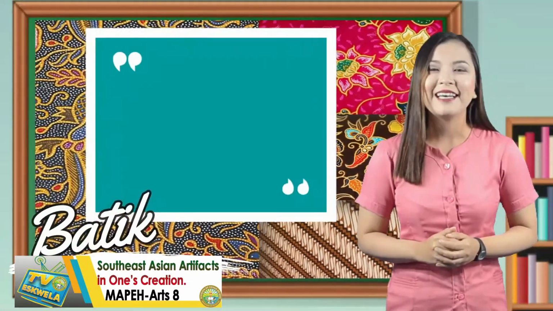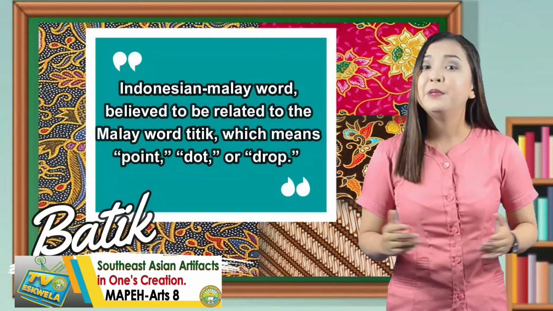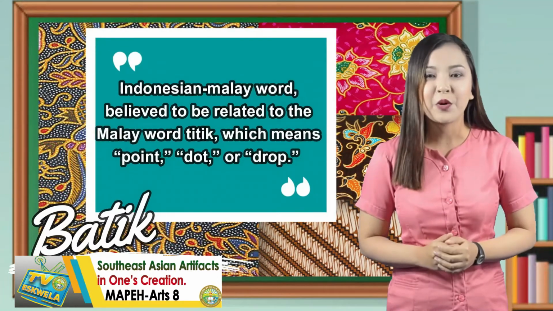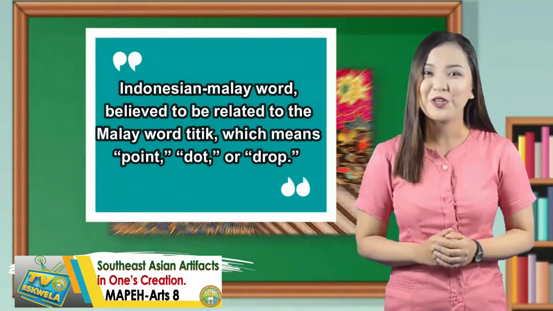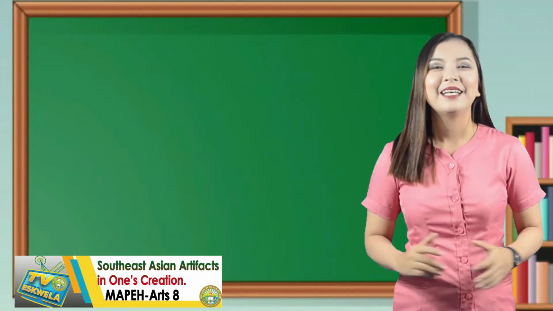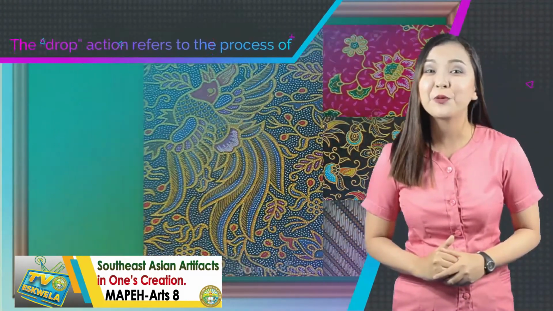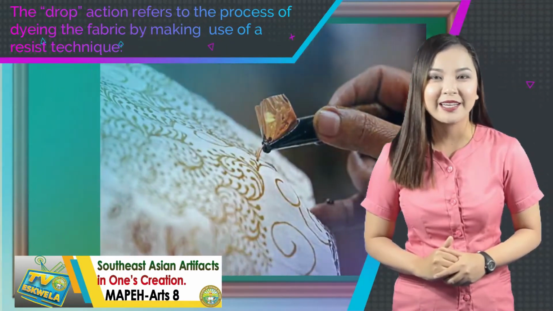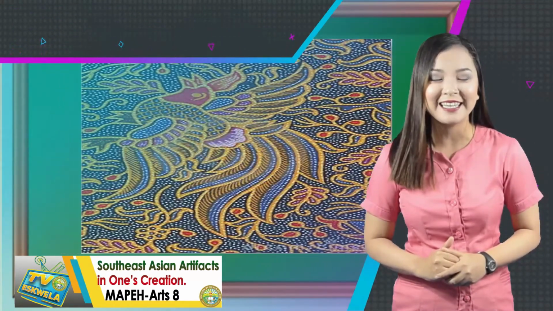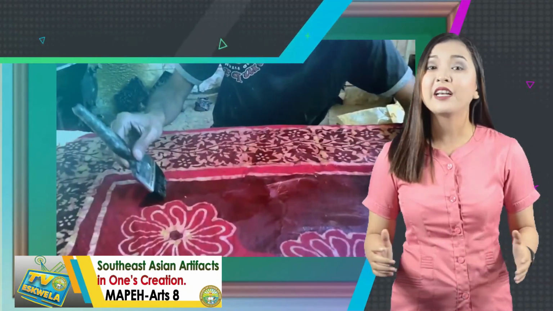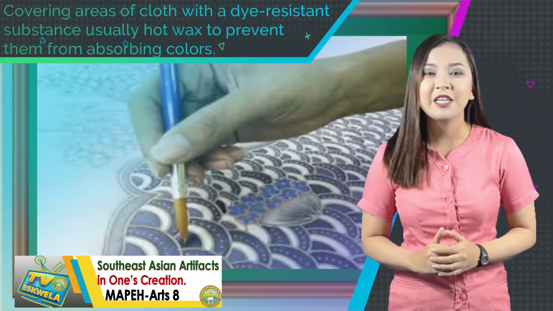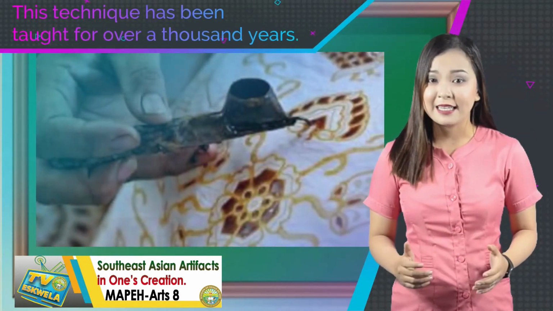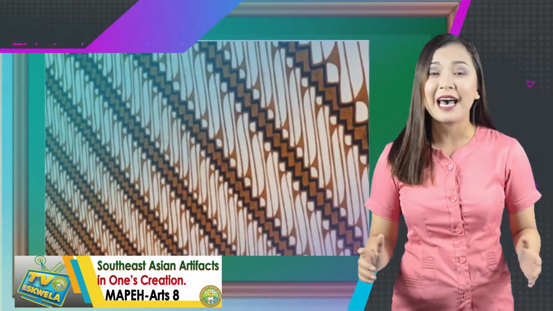The term batik is an Indonesian-Malay word believed to be related to the Malay word titik, which means point, dot, or drop. The drop action refers to the process of dyeing the fabric by making use of a resist technique, covering areas of cloth with a dye-resistant substance, usually hot wax, to prevent them from absorbing colors. This technique has been practiced for over 1,000 years.